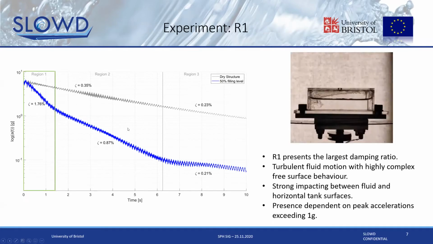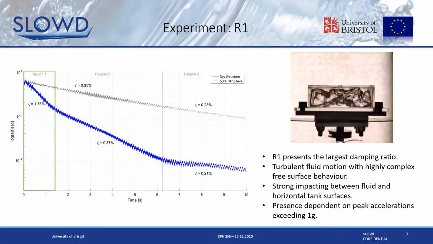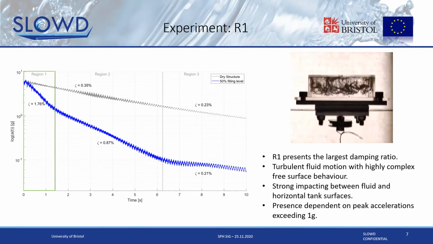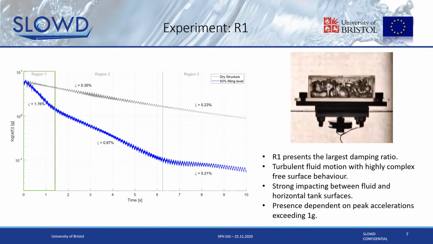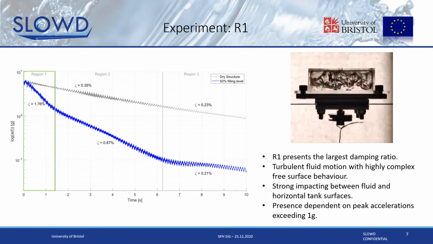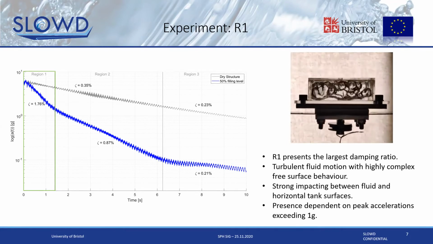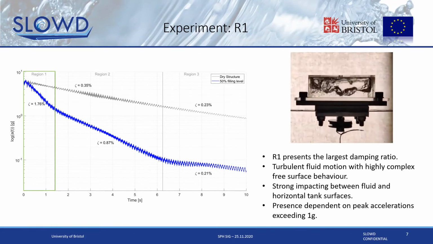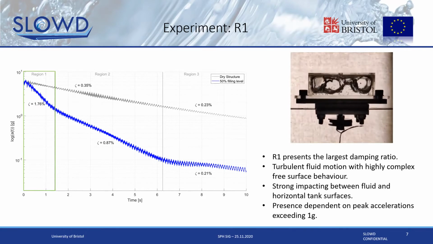So if we start with R1, this is the initial response to the fluid at these very high accelerations up to 7G. And you can see this presents a really turbulent fluid motion with highly complex free surface behavior. Energy is dissipated from the system from these repeated impacts on the top and bottom surfaces of the tank, drawing energy out of the structure and dissipating it within the fluid. And this presents our largest damping ratio for this wet case.